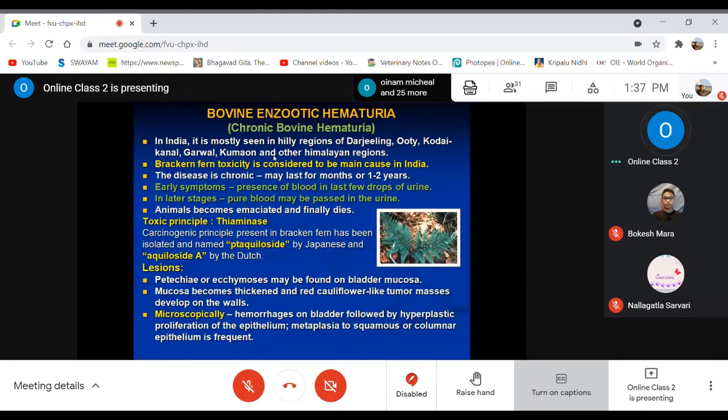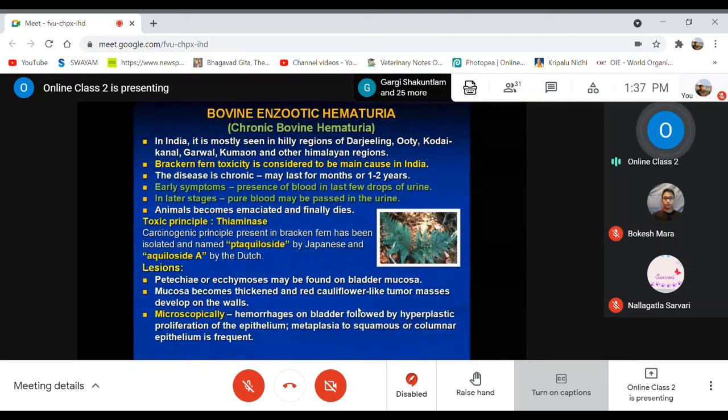And the gross lesions, as I have already mentioned, there used to be pinpoint or ecchymotic hemorrhagic lesions on the bladder mucosa, or sometimes the mucosa used to be very much thickened and may show the presence of some tumor-like clots, and used to take red, cauliflower-like tumor masses on the bladder walls.